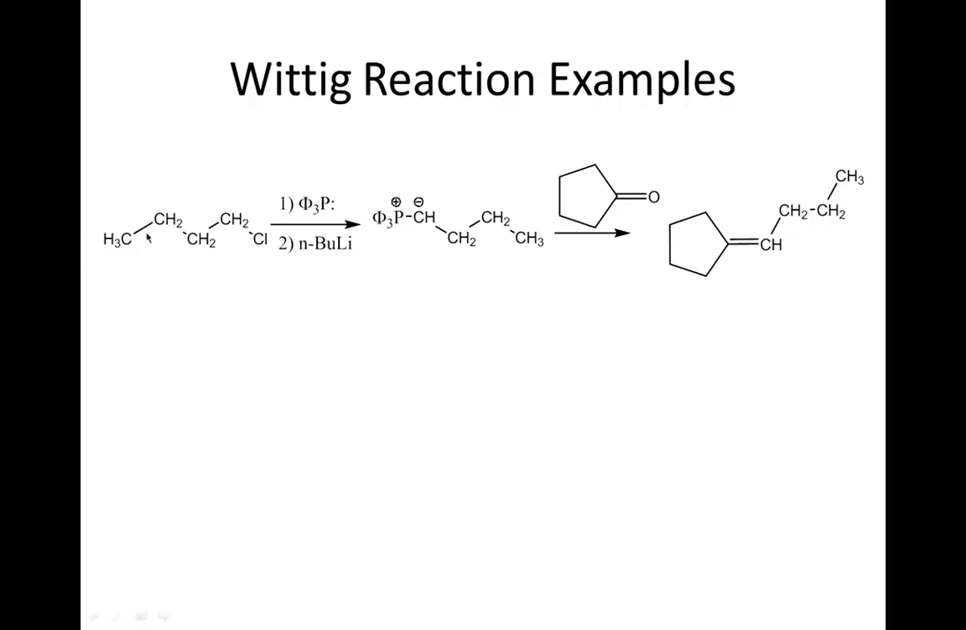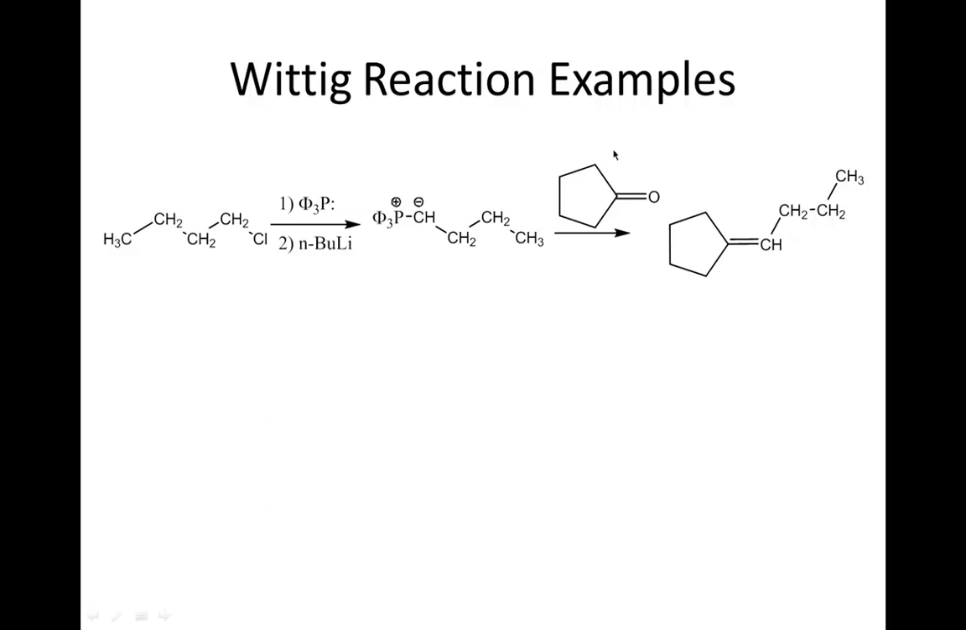So here we have an alkyl halide. We can create a Wittig reagent with that if we react it with triphenylphosphine and n-butyllithium. Now here's a picture of the ylide. I've kind of turned it around, but it doesn't really matter. This carbon that was originally attached to the chlorine is now the carbon that's attached to the phosphorus. And after treatment with the base, that's your carbon nucleophile.